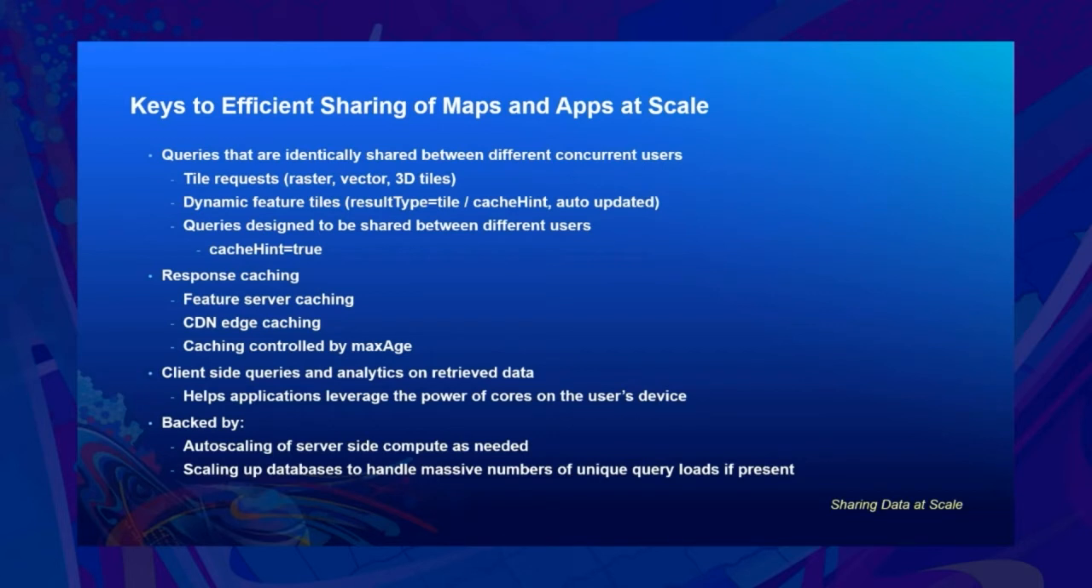So basically, response caching is key for efficient sharing of your maps and apps at scale. CDN is essential to scale virally for your apps. And all of that is controlled by the max age. So the higher the value, the better the cacheability and the better the scale you will get in your app.